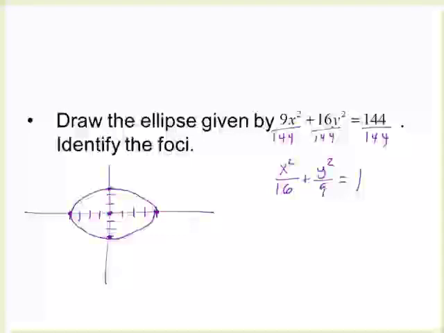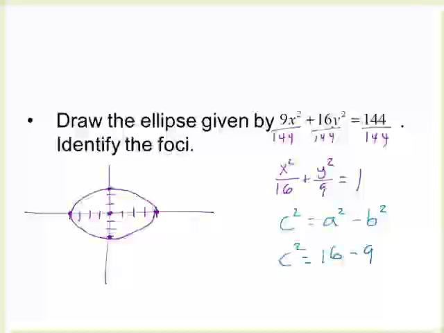If you were just asked to draw, then you would be done. But we're also asked to identify the foci. So to locate the foci, we're going to use the equation that is beneath your chart, which was c squared equals a squared minus b squared. A squared and b squared are the numbers that are in the equation, and a squared is the bigger one, so that when we do our subtraction, we'll always end up with a positive. So a squared is 16, and b squared is 9. We don't need to square them again. They're already squared in the equation.